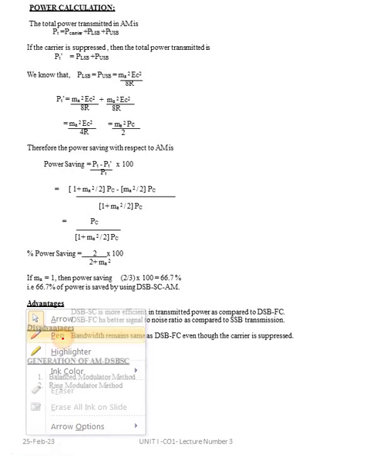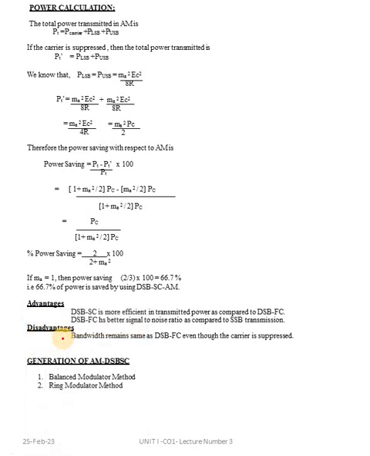Today we are discussing the generation of amplitude modulated double sideband suppressed carrier. In the previous classes we derived the equation for DSBSC. So we can achieve 66.7% efficiency when compared with double sideband full carrier AM. Now, how to generate DSBSC AM?